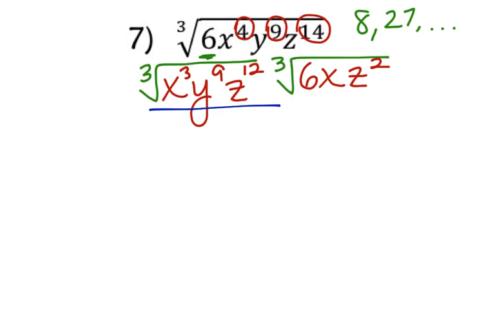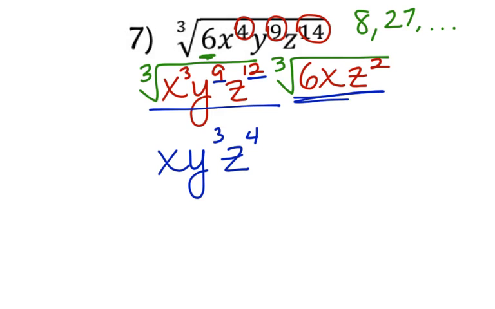So then we're going to work on simplifying this. 3 divided by 3 would be x to the 1st. 9 divided by 3 would be y to the 3rd. 12 divided by 3 would be z to the 4th. And then this part will have to stay exactly the way it is. So you would have the cube root of 6x and then z squared.